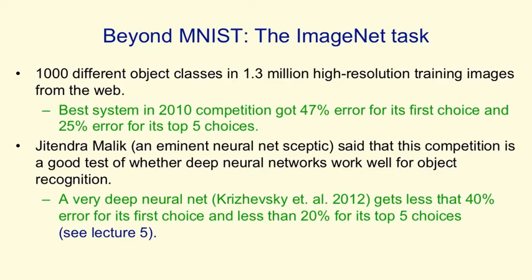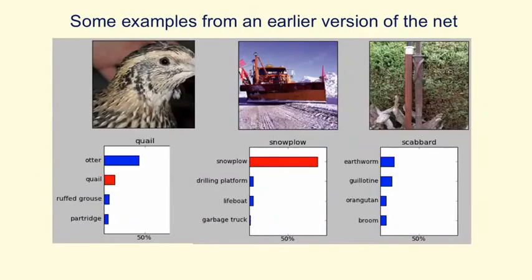Here's some examples of the kinds of images you have to recognize. These are images from the test set that it's never seen before. And below the examples, I'm showing you what the neural net thought the right answer was, where the length of the horizontal bar is how confident it was, and the correct answer is in red. So if you look in the middle, it correctly identified that as a snowplow, but you can see that its other choices were also fairly sensible.